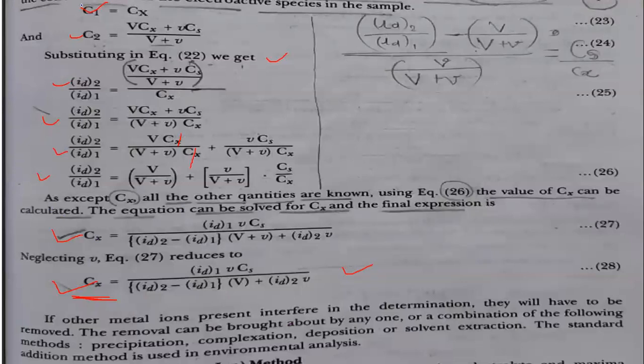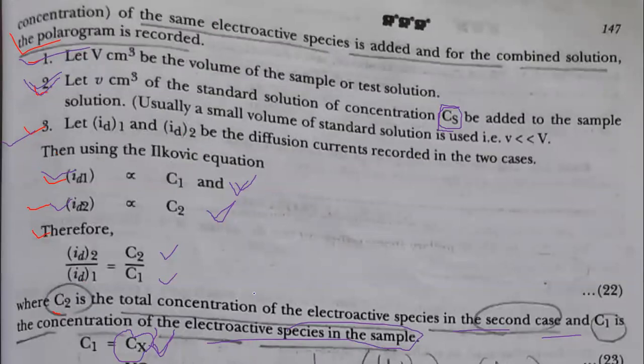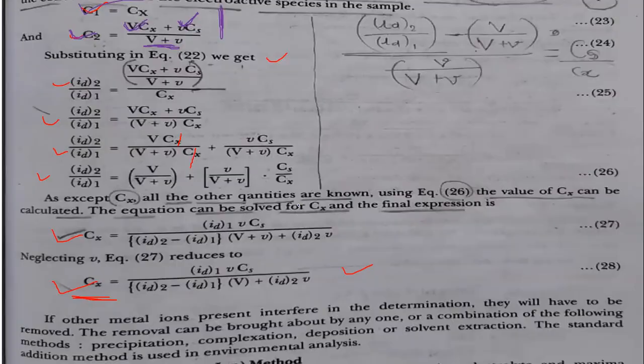Now what we can write here: C1 is equal to Cx, and C2 is the total concentration of electroactive species. Total कोणतं, जे की ऑलरेडी सॅम्पल मध्ये होतं ते, आणि जे की तुम्ही स्टँडर्ड ऍड केलाय त्याच्यामध्ये, थोडं व्हॉल्यूम स्टँडर्डचा पण ऍड केलाय ना, स्टँडर्ड ऍडिशन मेथड आहे ना, ते अपॉन टोटल व्हॉल्यूम, that is previous volume plus small added volume in it. Okay, so substituting these two in the above equation, that is equation number 22. याच्यामध्ये त्या दोन्ही टाकायच्या आहे.